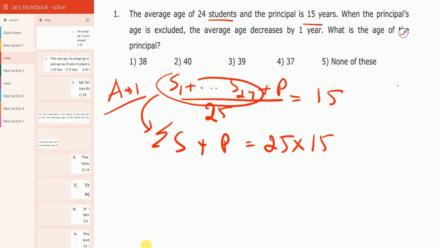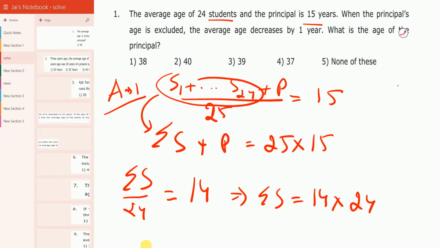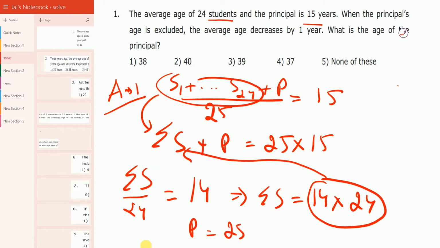When the principal's age is excluded, that means only the students are taken, the average age is decreased by 1 year. That means this becomes 14 years. So from here you can calculate the value of summation s. This comes out to be 14 into 24, and so you can put the value of summation s over here. So the value of b is nothing but 25 into 15 minus summation s, that is 14 into 24. So you can simply calculate this equation, and this comes out to be 38 years. Check the equation side by side. Sorry, 39 years. Check the calculation side by side.